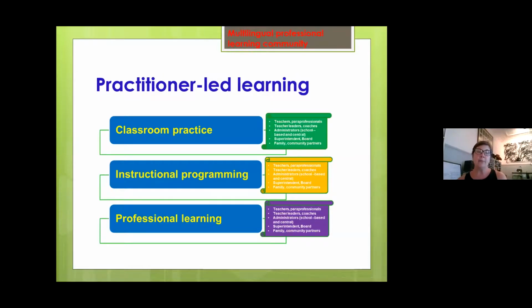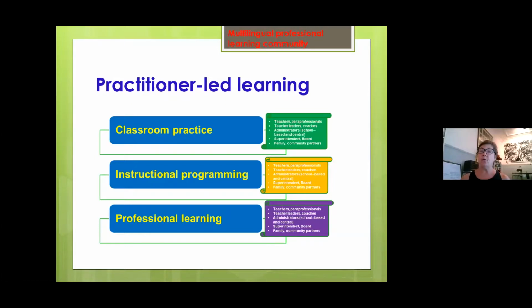We believe the MPLC is practitioner-led learning. This is a really important part of all of this. It could be focusing on the classroom level. So you might have teachers and paraprofessionals and teacher leaders and coaches really focusing on a question about practice. It might be how to use a differentiation strategy. It might be how to implement Spanish and English side by side during your literacy block. So these are classroom levels.